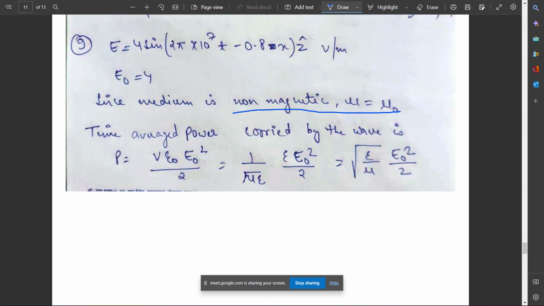Okay, I will tell you. Since it's non-magnetic, mu is equal to mu naught. Now the time average power carried by the wave will be wave velocity epsilon naught E naught square by 2. This is the formula. The wave velocity here becomes 1 upon under root of mu epsilon.